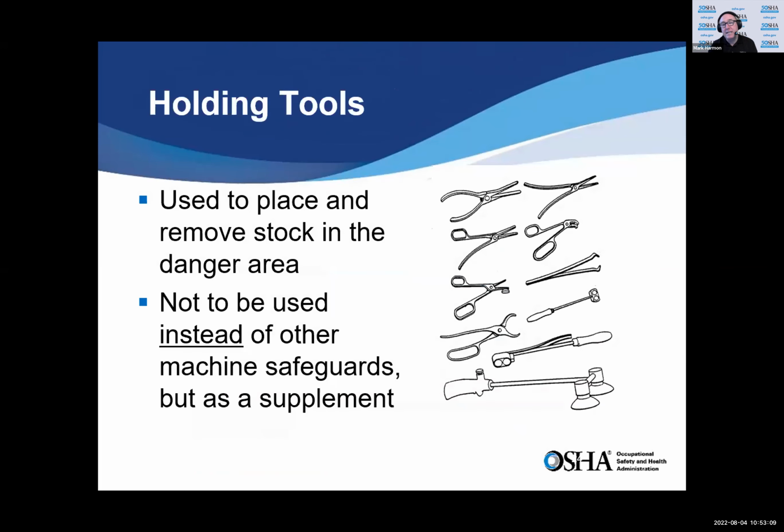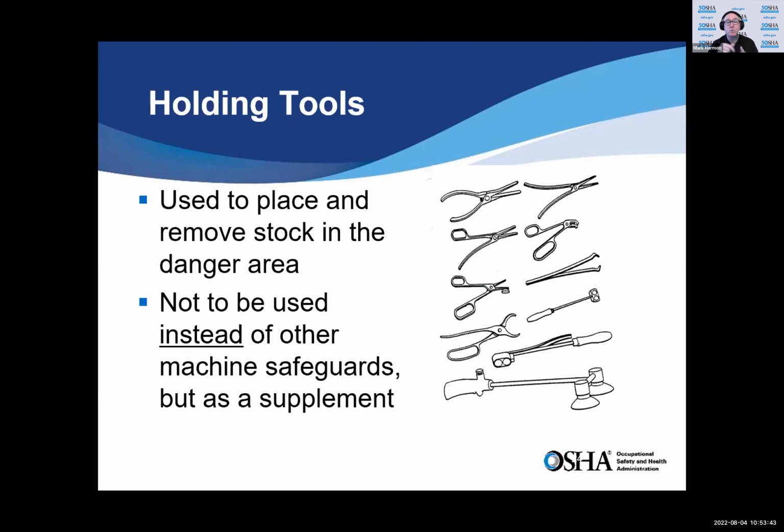These, again, are examples of the holding tools used to place and remove stock in the danger areas we talked about. They are not to be used instead of machine guarding, but as a supplement. You can't have a machine that does not have guarding or safeguarding and use this as your sole means to protect workers, but it could be used as a supplement. So that's why we do like to see them. If I see people using them, I usually ask them a few questions.